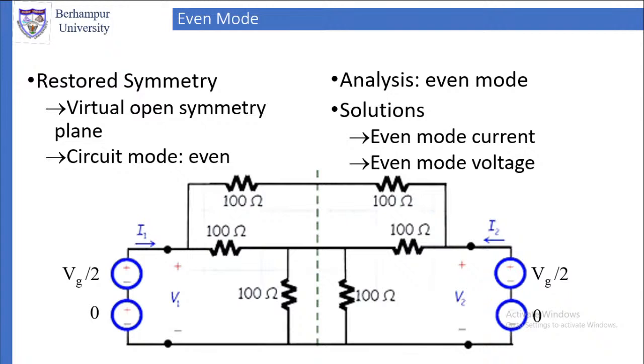Then, once we do the analysis, we will get the solutions. In the solutions, what do we get? We get the current and the voltage. The current that we get by analyzing the even mode circuit using the even mode analysis is called the even mode current. Similarly, that voltage is called the even mode voltage. So the solutions in the even mode give us the even mode current and the even mode voltage.